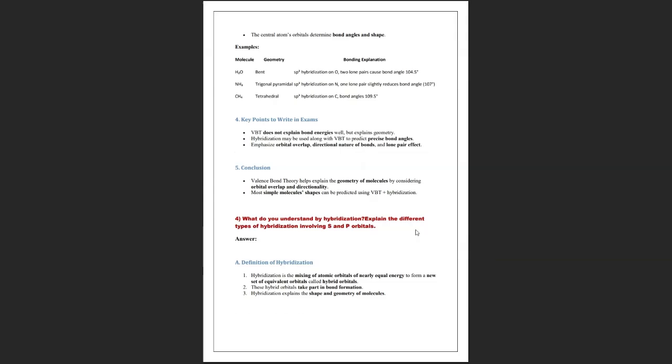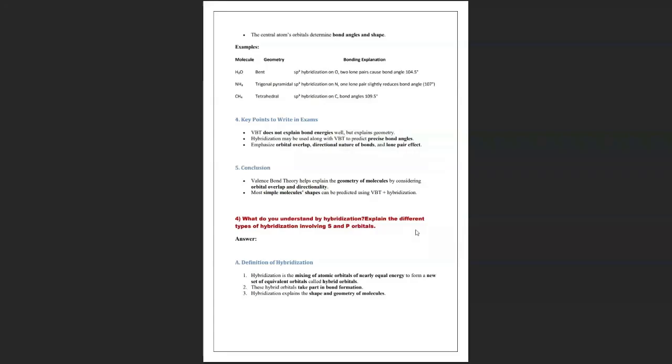And the next question is, hybridization and types involving s and p orbitals. This question is very important, as this is a core concept and a high scoring question. Almost every year they ask it as a definition plus explanation. They ask us to explain hybridization and the different types of hybridization. So start with the definition of hybridization and explain the shape based on hybridization. They may also ask shape based on hybridization.